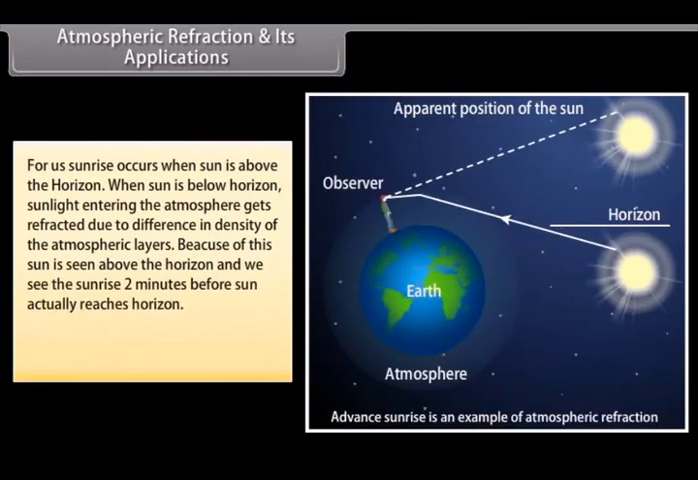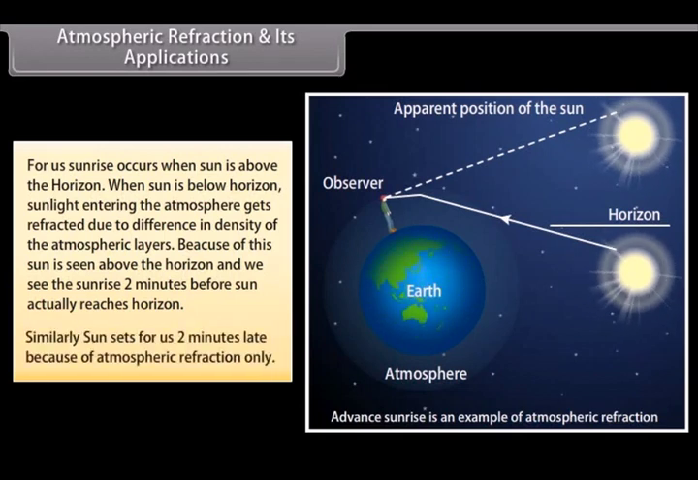For us, sunrise occurs when the sun is above the horizon. When the sun is below the horizon, sunlight entering the atmosphere gets refracted due to difference in density of the atmospheric layers. Because of this, the sun is seen above the horizon, and we see the sunrise 2 minutes before the sun actually reaches the horizon. Similarly, the sun sets for us 2 minutes late because of atmospheric refraction only.